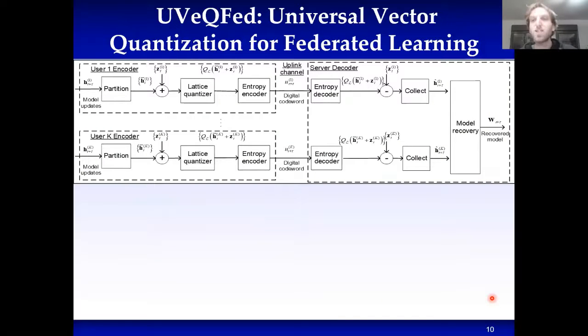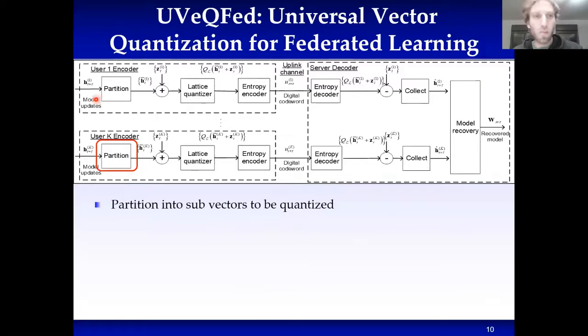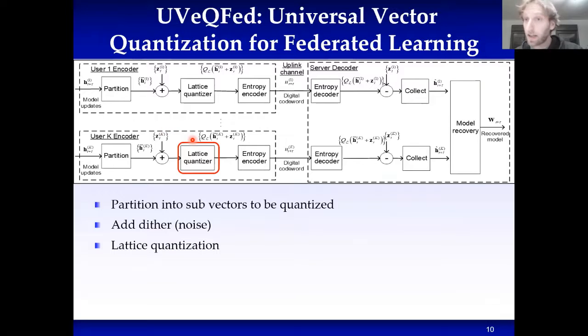So how would such a scheme be integrated into the federated learning setup? Let's look at this setup here. This is the server. These are the users. And the scheme consists of the following steps. We call it UVeQFed, Universal Vector Quantization for Federated Learning. First, we take the model updates vector and we partition it into subvectors, which will be quantized. Then we add the jitter, the noise, and we apply the lattice quantizer, as we showed earlier.